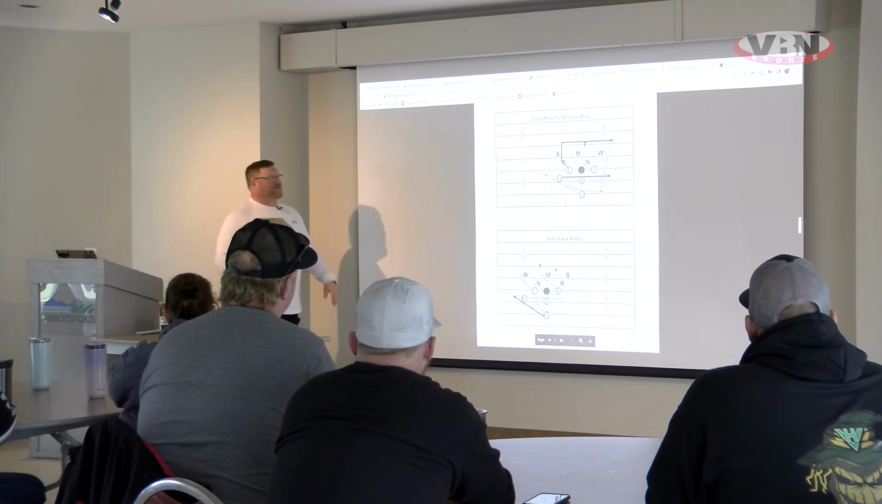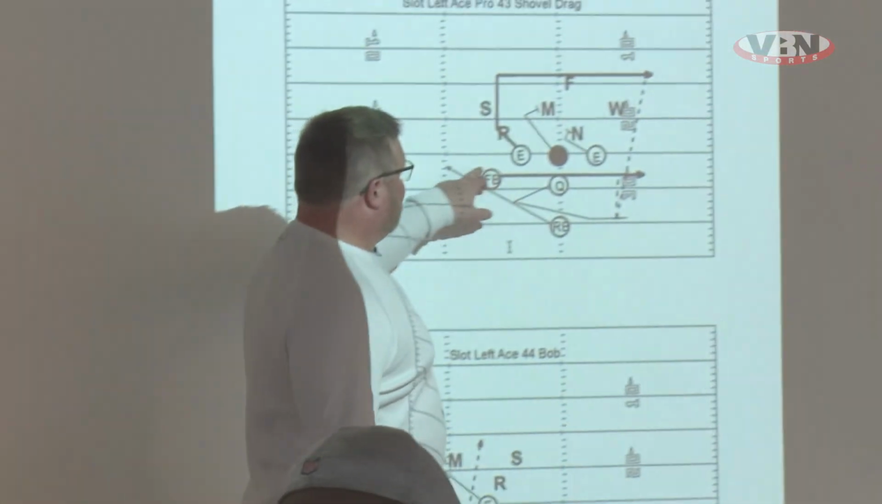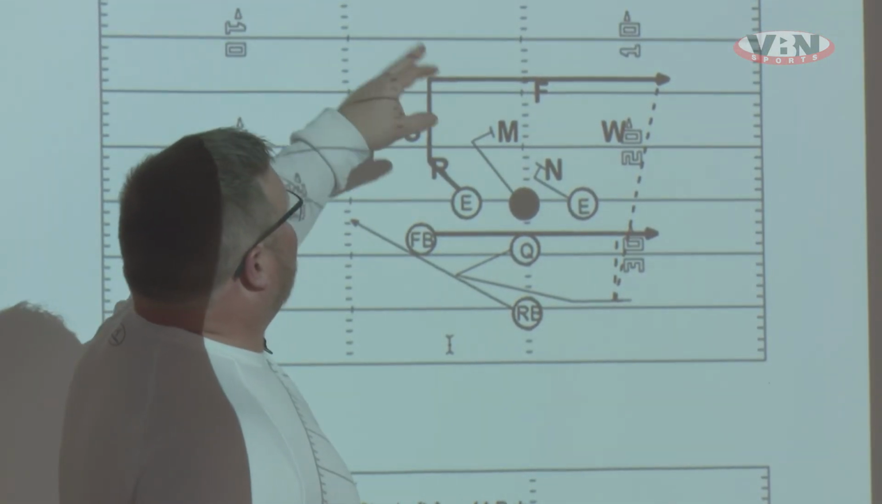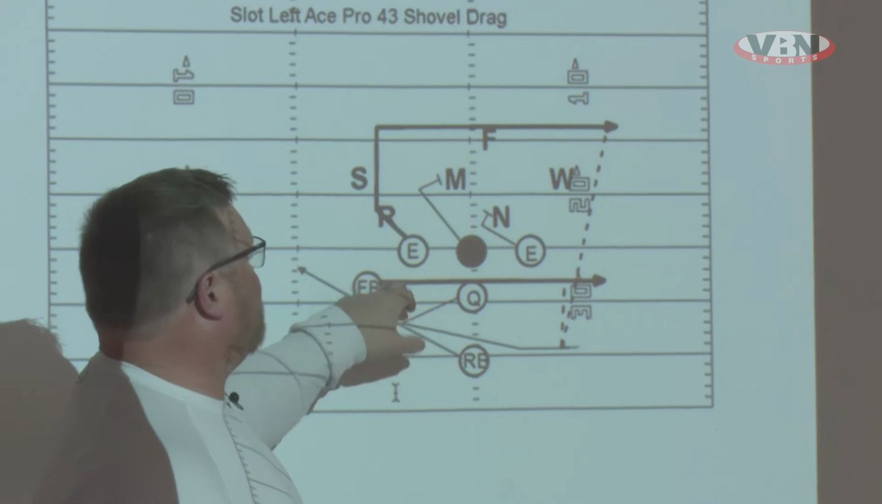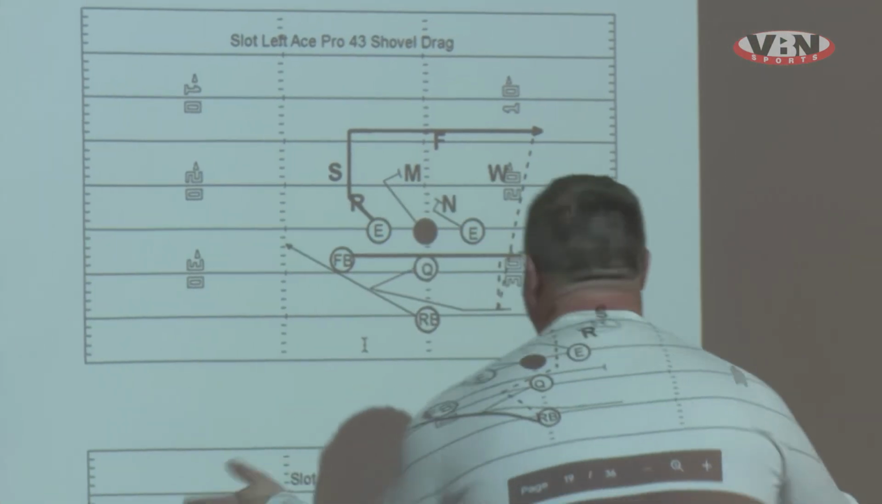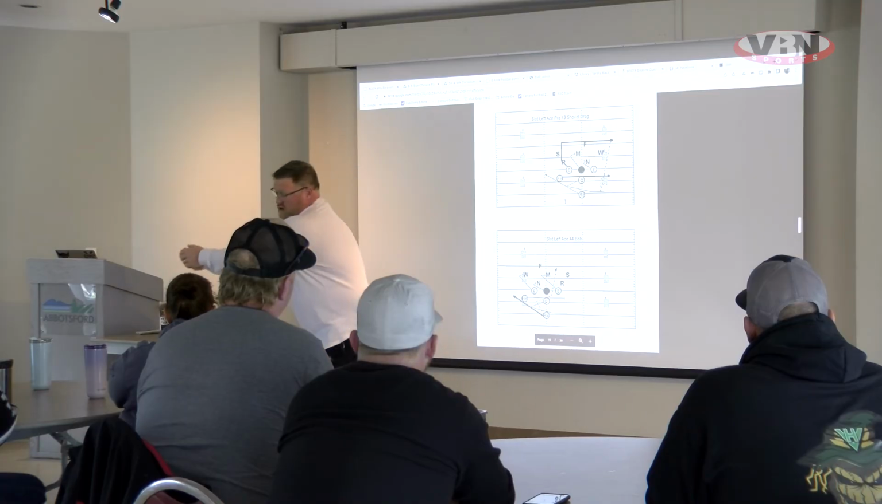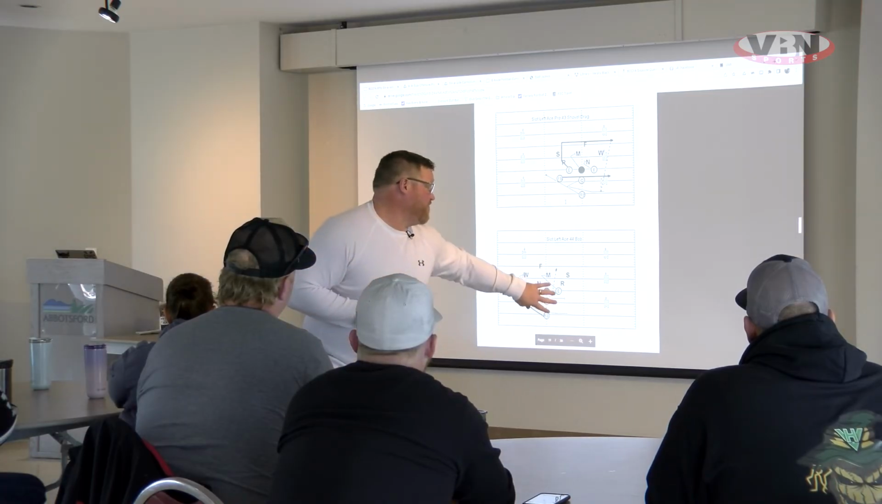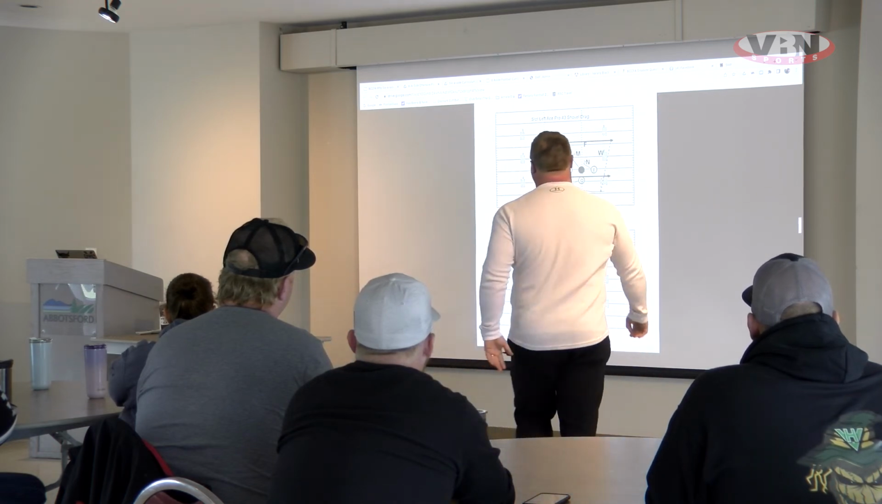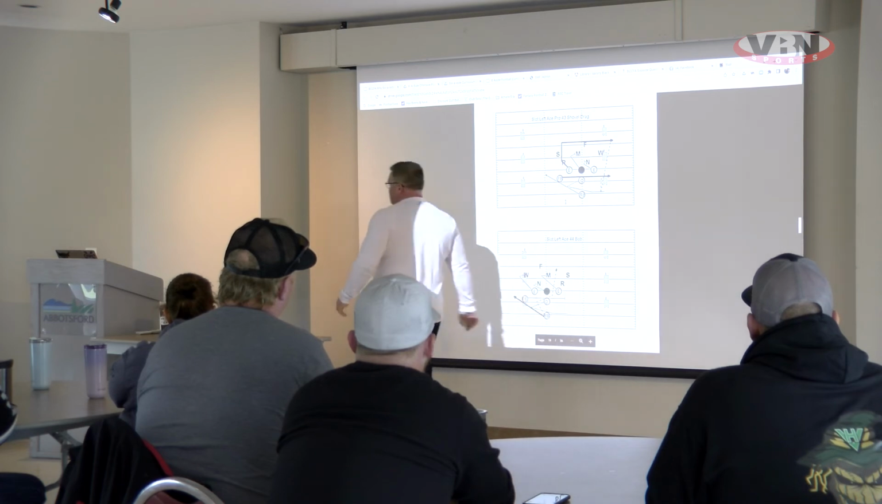Again, get creative with your zone stuff. Run your fake zone. This should be Pro 43 Bob, or sorry, Pro 43 shovel drag. So again, quarterback takes the ball, hits it, naked boot, and then he's got the fullback that he can shovel to, or the end coming across that he can throw the ball over the top. So lots of neat concepts here.